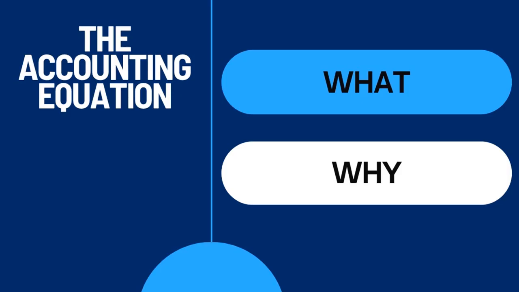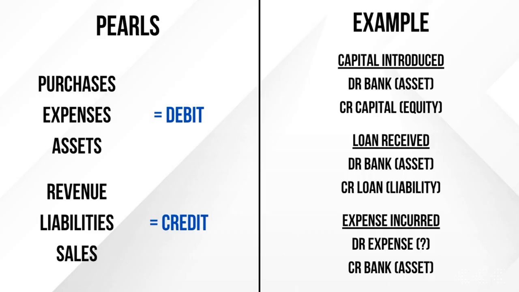Now, if you're new to bookkeeping, this may go over your head, but please bear with me. So thinking about double entry bookkeeping, where we have our PEARLS acronym, that is purchases, expenses, assets, PEA, are debits, and revenue, liabilities, sales, RLS, are credits. When you post a double entry transaction, you should be able to see the accounting equation in action.